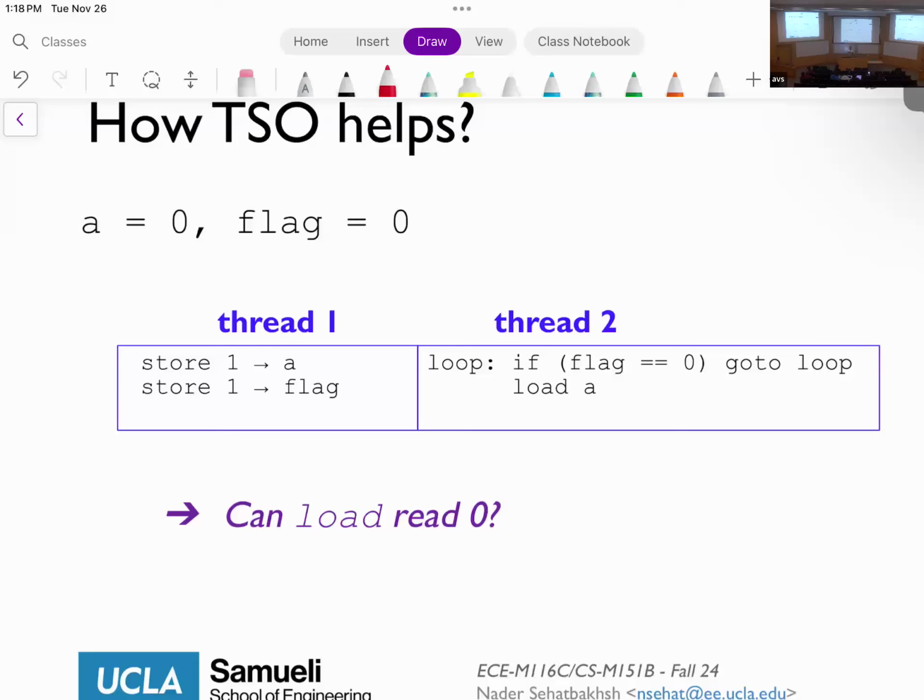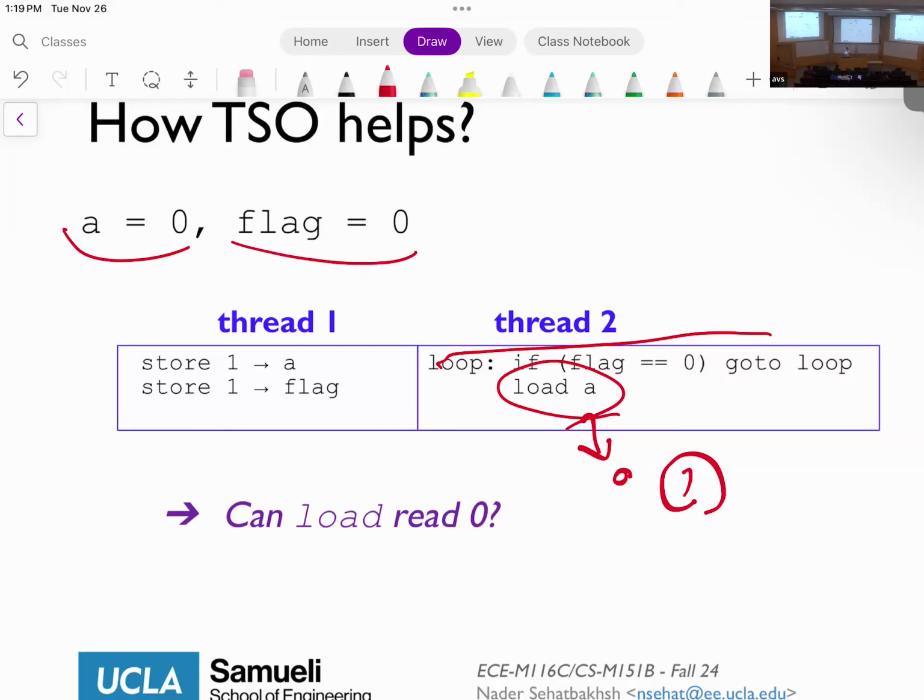On thread 2, we are checking the flag. If the flag is equal to 0, then we keep looping, so we're busy waiting. If the flag becomes 1, we go outside this loop and load A. Now the question is, what value are we going to load from A? Do we load 0, or do we always load 1? Let's assume that initially A and flag are equal to 0. What do you think?